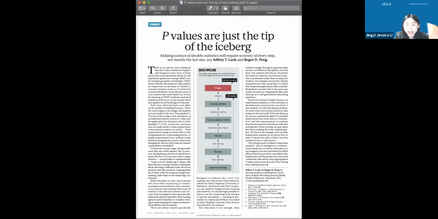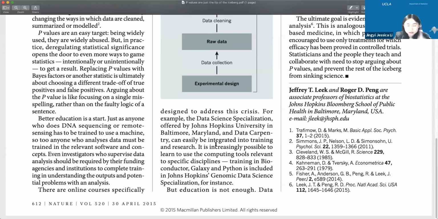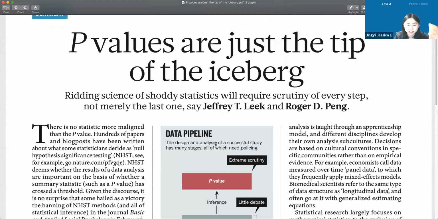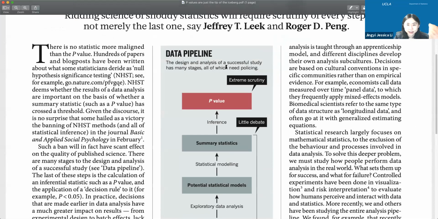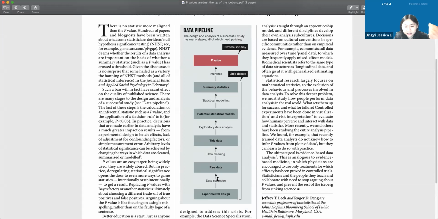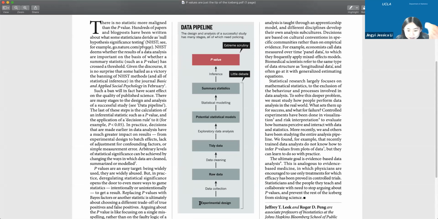So finally, I'll finish this lecture by talking about p-values. P-values are just the tip of the iceberg. Maybe we can look at the data pipeline again. This is also written by Jeff and Roger. Basically, our analysis pipeline has so many steps, right? You have experimental design, and you do the data collection, and you obtain the raw data, and you clean the data, you tidy the data, right?